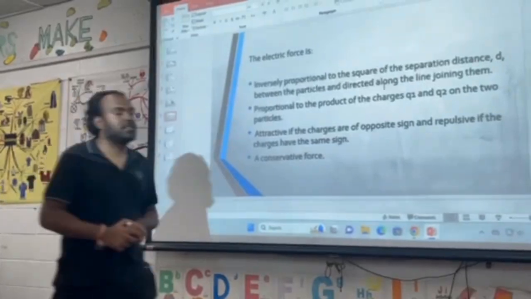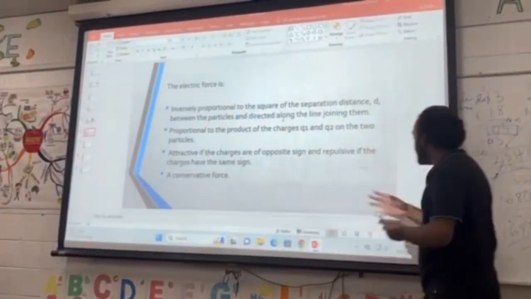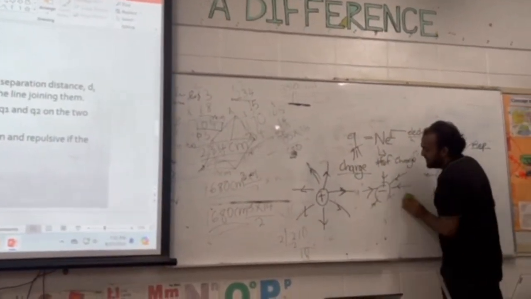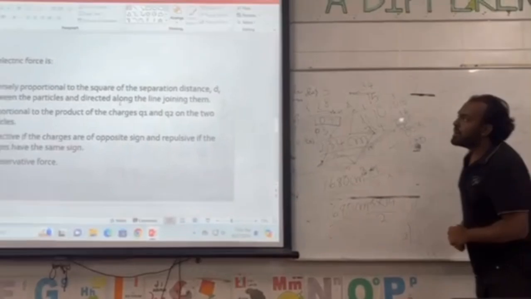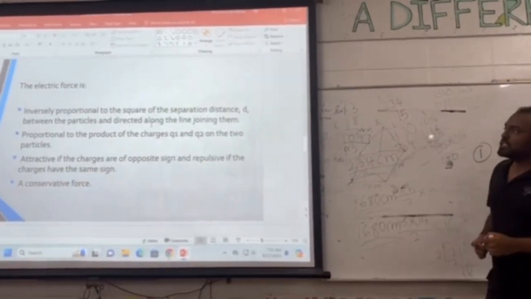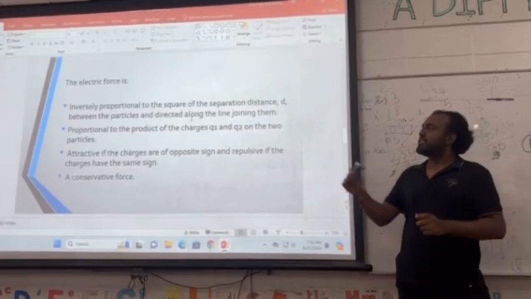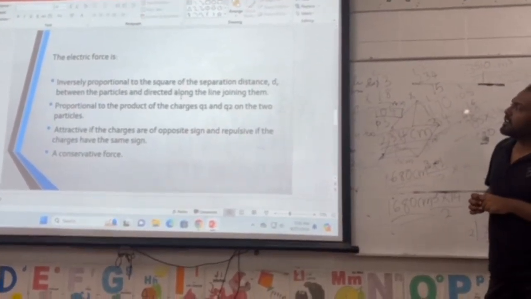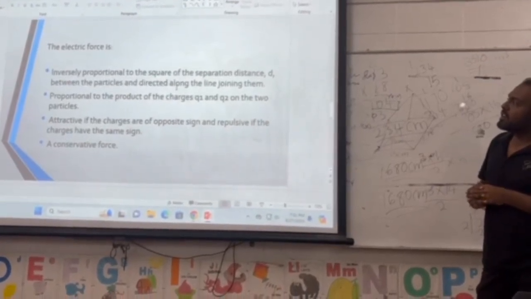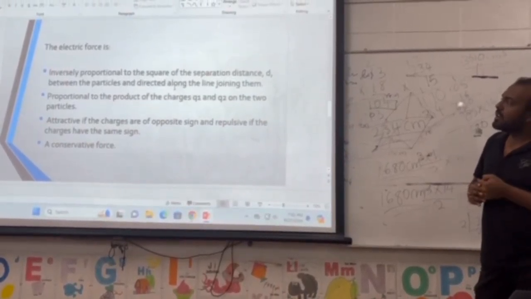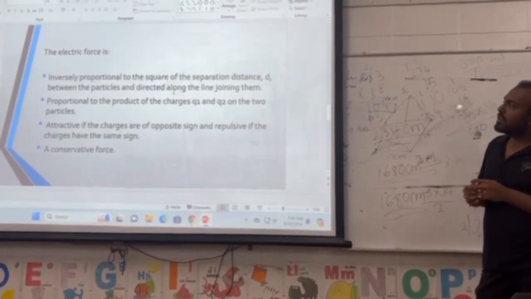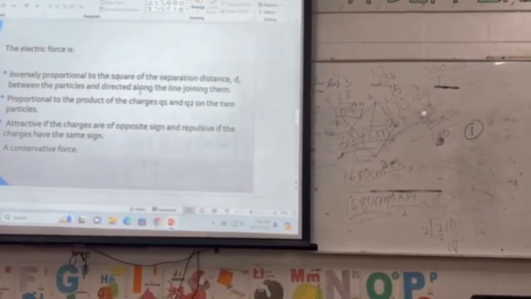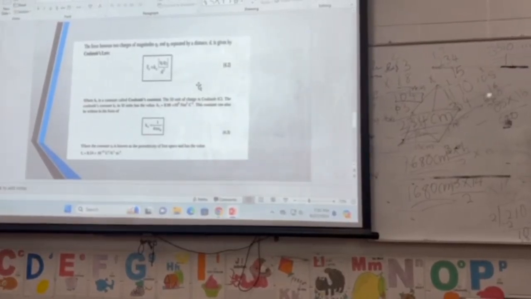What is an electric force? So there are 4 points here. I will just briefly describe them in a shorter form. So we see point 1. Can someone read it? Inversely proportional to the square of the separation distance, that is d, between the particles and directed along the line joining them. Okay. Firstly, we will just skip this part and move on to the equation of Coulomb's law.